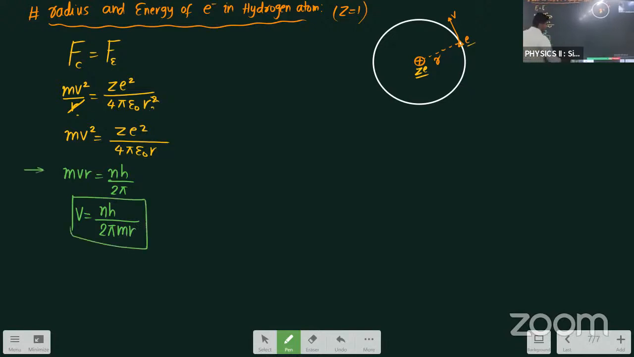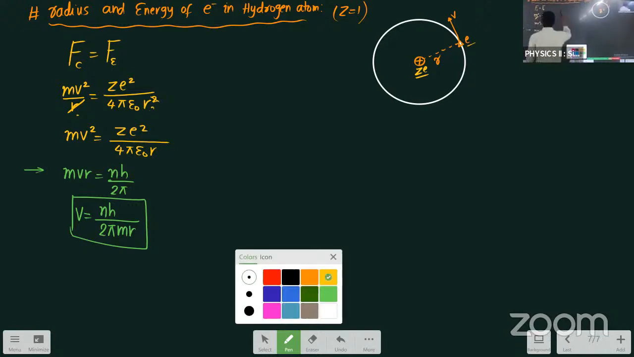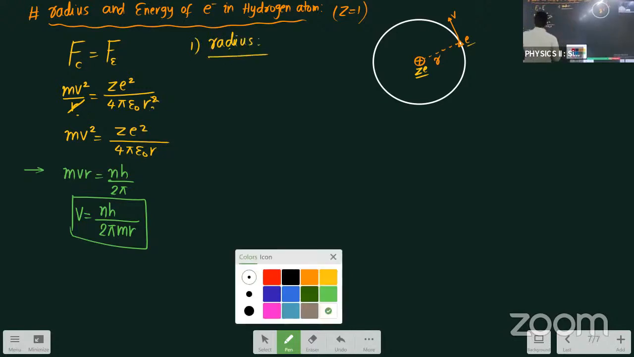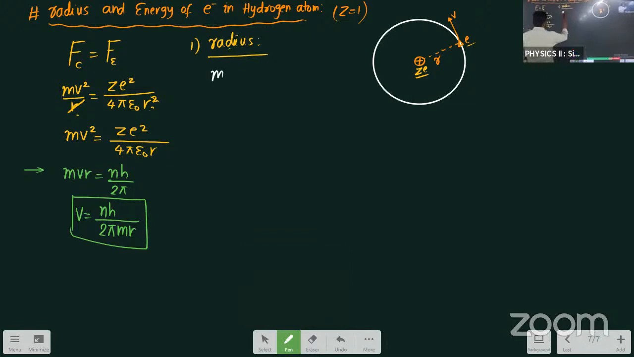Now see here. Now we are going to determine the first expression. What is the first expression? Radius. We are going to obtain an expression for what? Radius. Now carefully see here. What is the equation we got? We got one equation. mv square is equals to Ze square divided by 4 pi epsilon naught into r. Now what is the value of v we got? Let us substitute the value of v here.